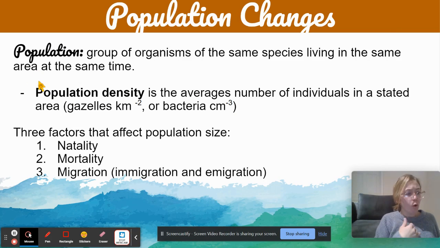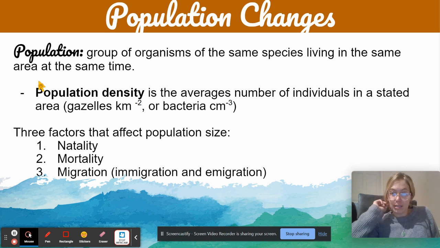Population changes. So this whole back page is all about population changes. There's no real space, again, to talk about these, I would say, this review from freshman year. Again, there's plenty of room on here to add this to it or add it to your own notes. But hopefully you understand that a population is a group of organisms of the same species living in the same area at the same time.